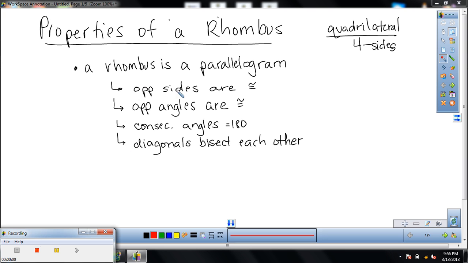We had properties of the sides, and we knew that opposite sides were congruent. Properties of angles that stated opposite angles were congruent, and consecutive angles are supplementary. And then properties of the diagonals, which stated that the diagonals bisected each other. Today we're focusing on a rhombus. A rhombus is a parallelogram, so all of the properties of a parallelogram are true for a rhombus, but there's also additional properties that are special just for a rhombus.